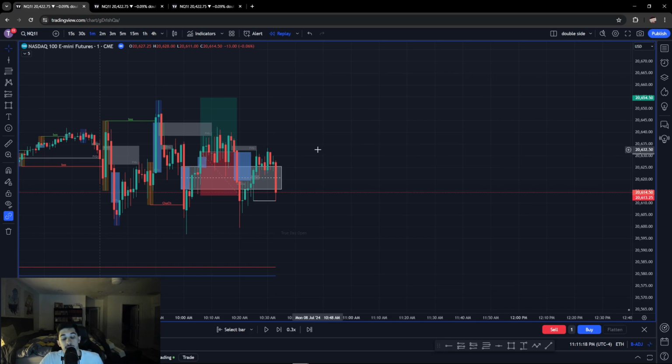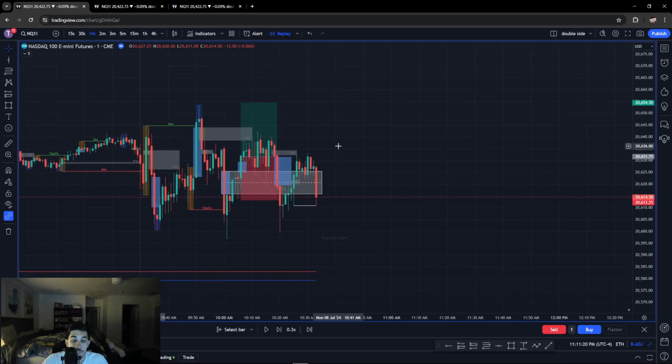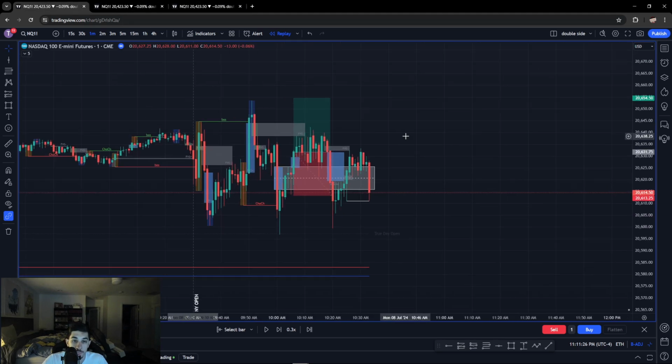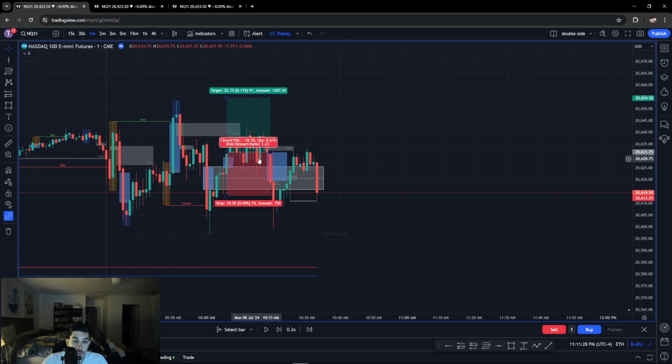Okay, now we're going to get into some bad setups. Just some setups I just wouldn't take on a funded, probably not even an eval. So I have 3 examples here. Let's get into the first example. The first example would be this long right here.